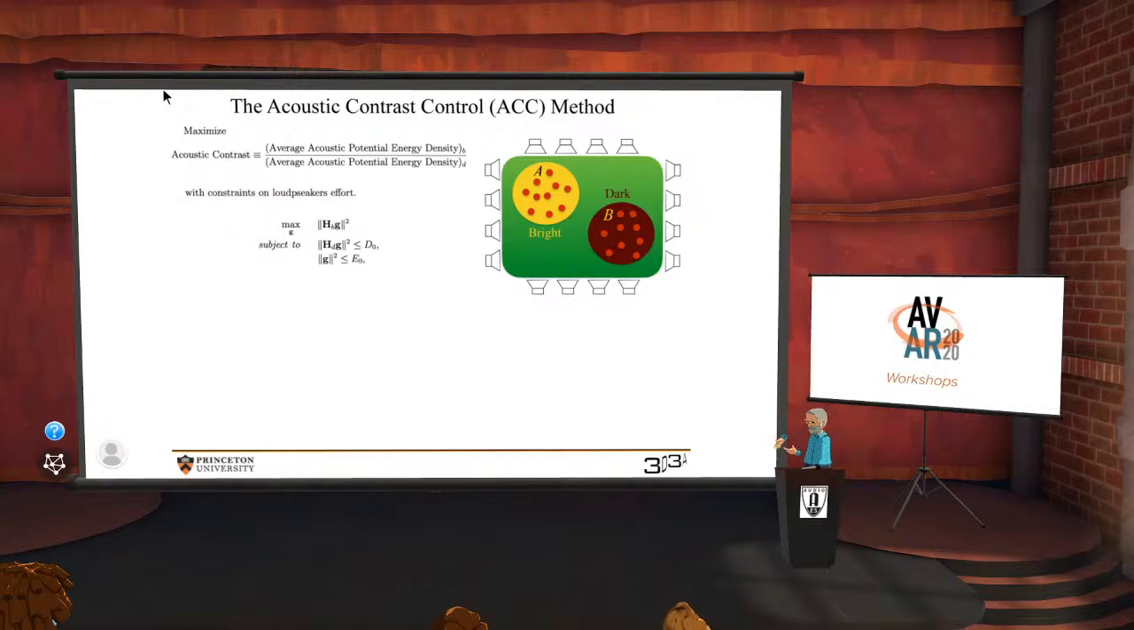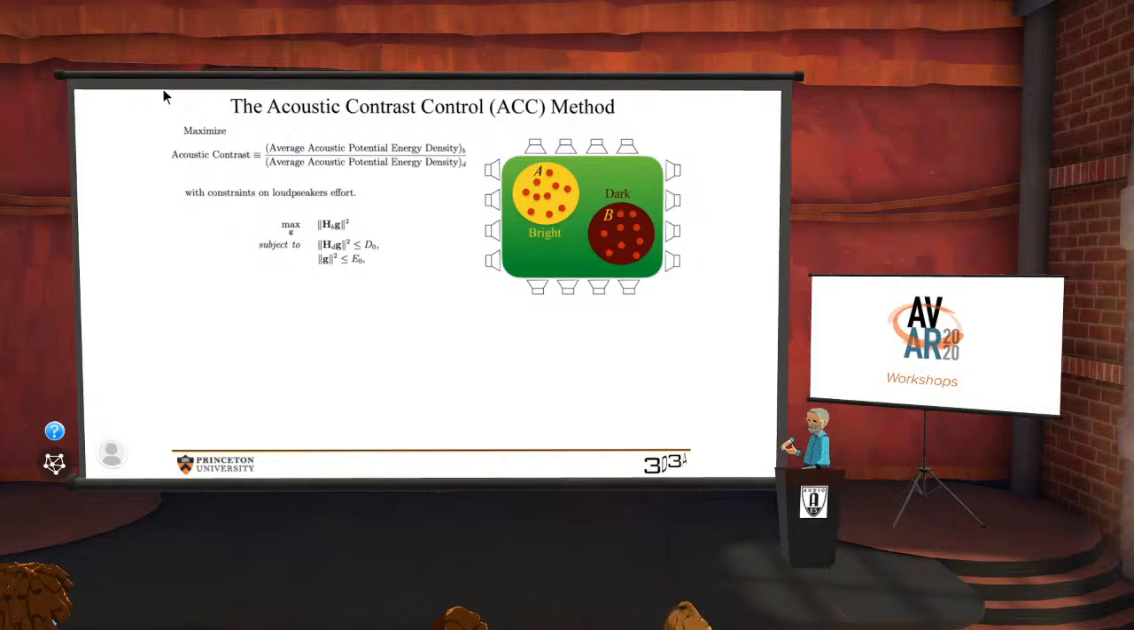Now, those of you who have taken a course in optimization know that you can actually add more constraints. I'm sorry, I misspoke. That constraint is not about the speaker. That constraint is about the pressure, and this is H times G. So that's not the speaker work. This is the energy density in the dark zone, which we want to keep low. So you want that to be below a certain value.